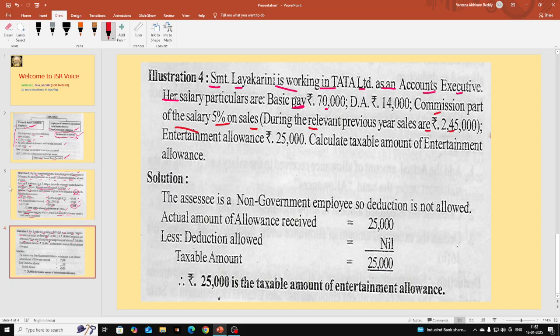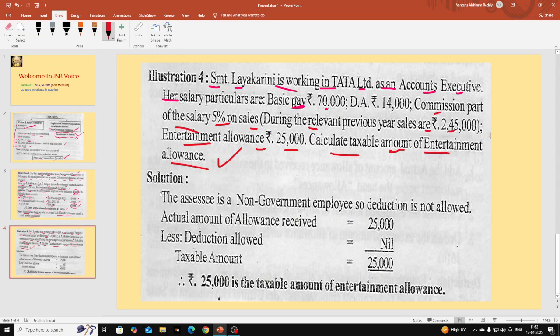But now we are going to calculate entertainment allowance. We don't require this information anywhere. And next, entertainment allowance, how much is she getting? 25,000. They did not mention per month or per year, so it is for the full year, 25,000. Calculate the taxable amount of entertainment allowance. How much is taxable? That is what they are asking. So let us do the calculation.